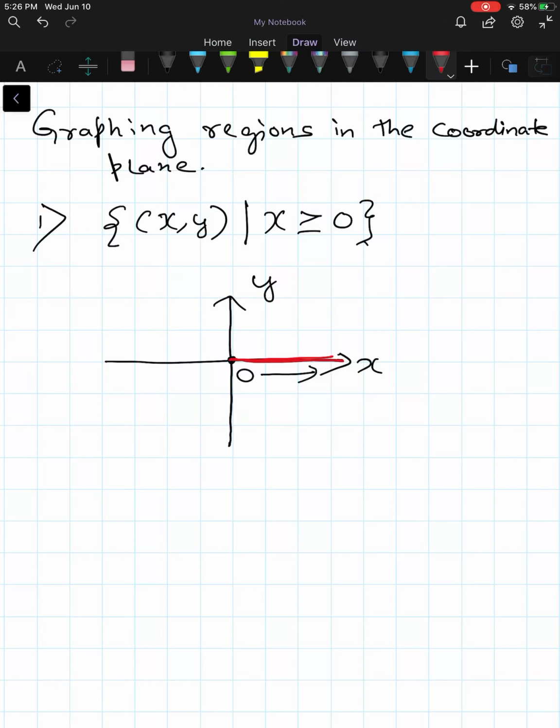Okay, but the y coordinate can take any value. Therefore, at x equal to 0, you have the whole of the y-axis to be considered, and at all these points in the x-axis, y can take any value. So shade all your first quadrant. That means the region representing this particular set is nothing but the first quadrant.